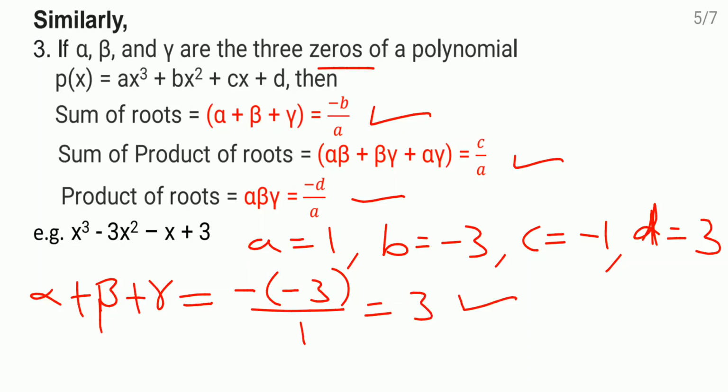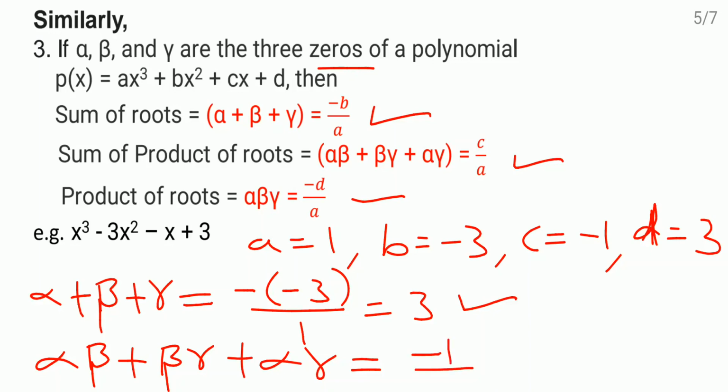Now the sum of product of roots. That means alpha beta plus beta gamma plus gamma alpha, you can write, or alpha gamma, one and the same, which is equal to alpha into beta. Okay, fine. So here, what is the formula they have given? C by a. C is what here? C is minus 1. And a is what? A is 1. So our answer comes as minus 1.